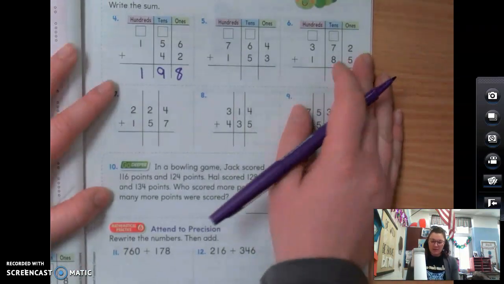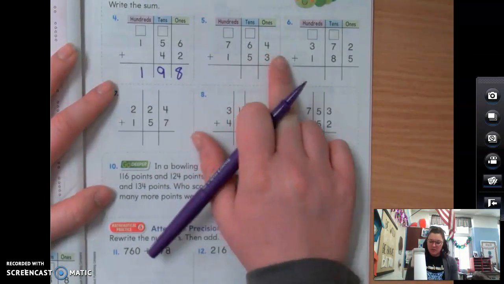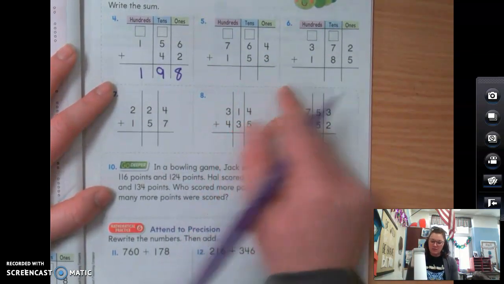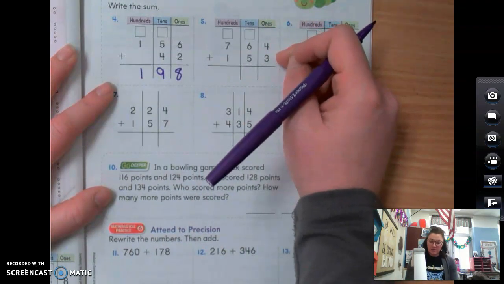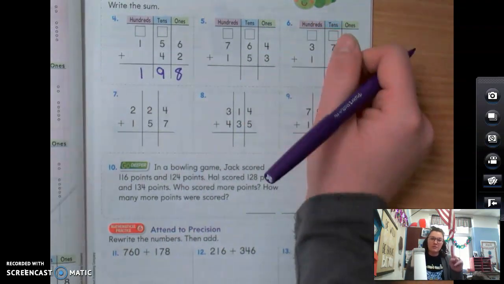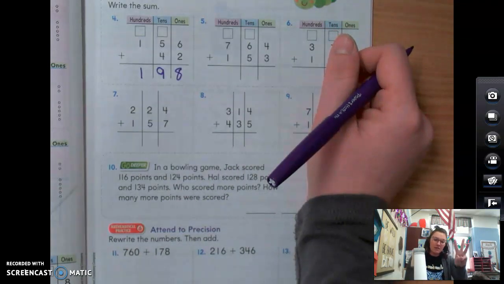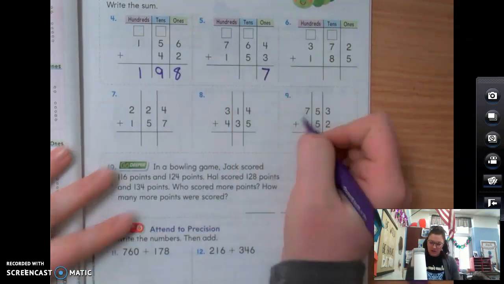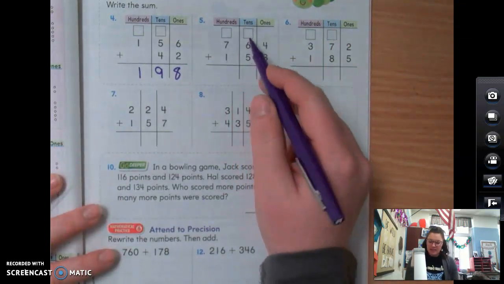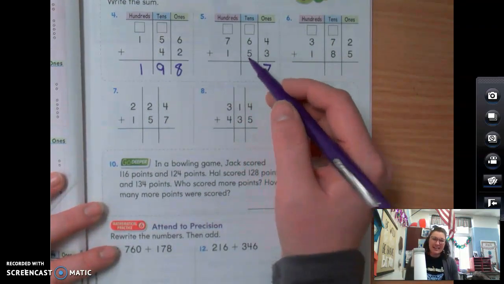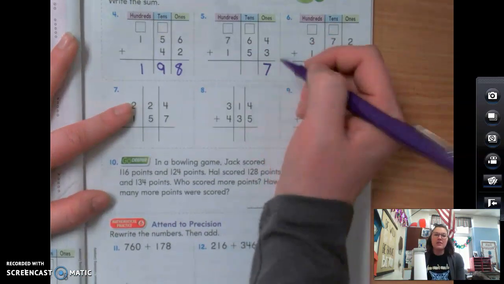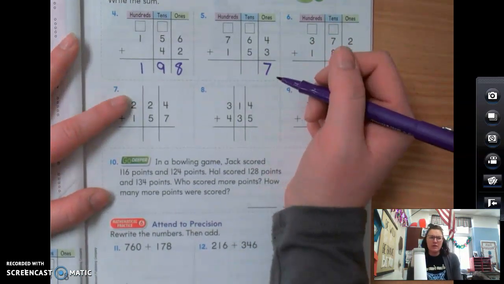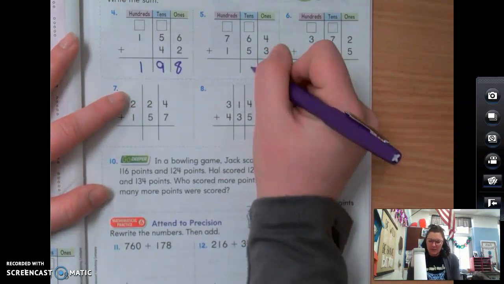All right, and then number 5, 764 plus 153. Okay, so start in the ones. 4 plus 3. 4, 5, 6, 7. Okay. Then in my 10s, I go to 6 plus 5. Remember, that's kind of like 60 plus 50 because they are 10s. So 6 plus 5 is, again, we did this earlier. 5 plus 5 is 10, plus 1 more would be 11.